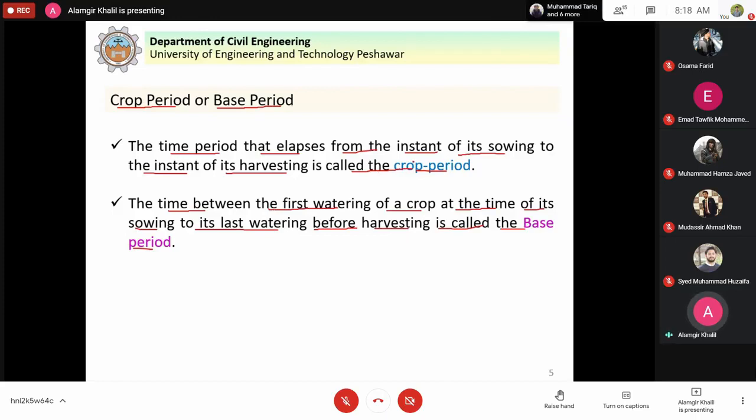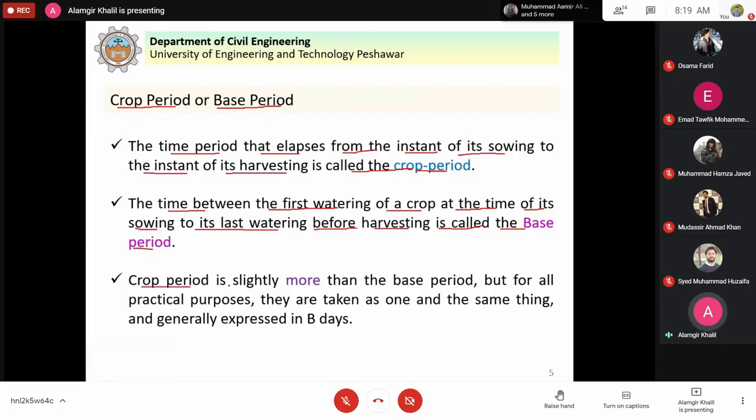So you can see that there is a slight difference between the two. The crop period is the time period that elapses from the instant of sowing a crop to the instant of harvesting. Whereas the time between the first watering of a crop at the time of its sowing to the last watering before harvesting is called the base period. So it means that the crop period is slightly more than the base period, but for all practical purposes, they are taken as one and the same thing and generally expressed in B days. So B days denotes the crop period, and the base period is practically considered the same, and it is denoted by B days.